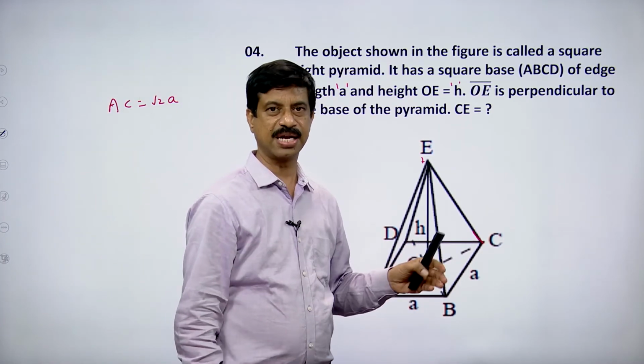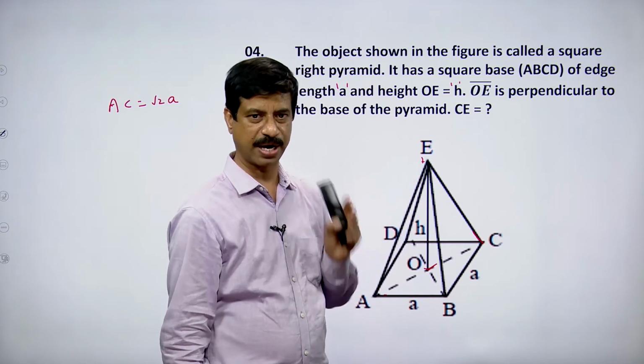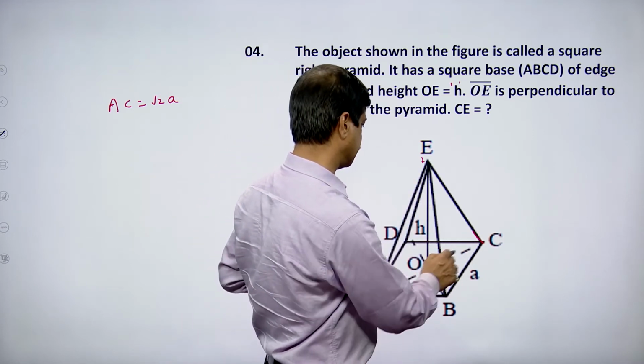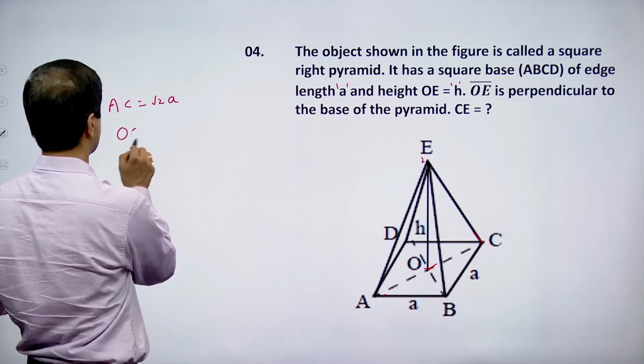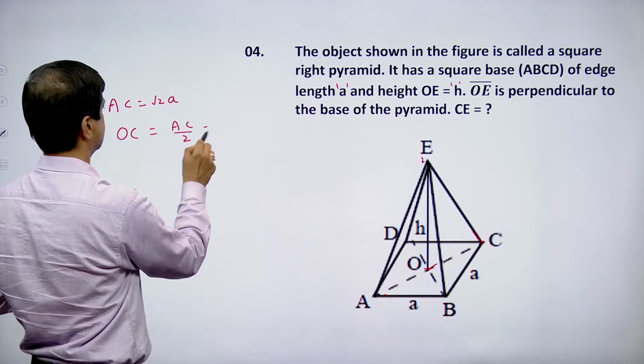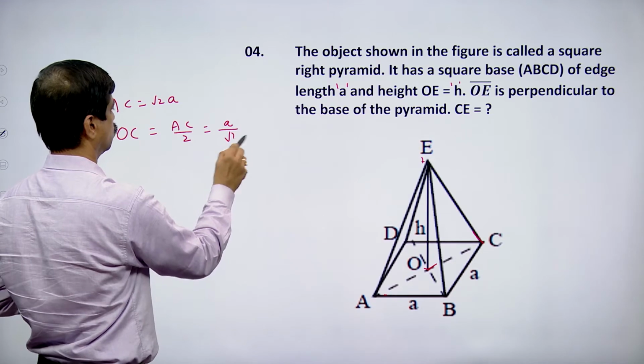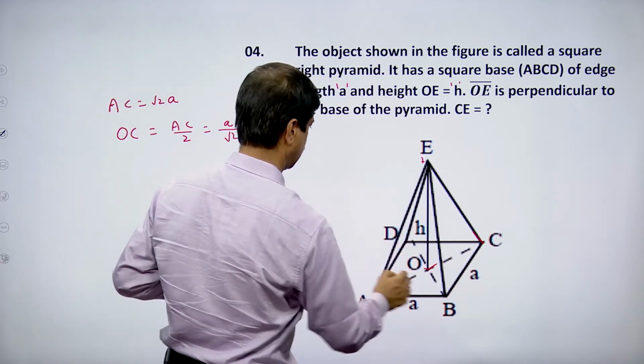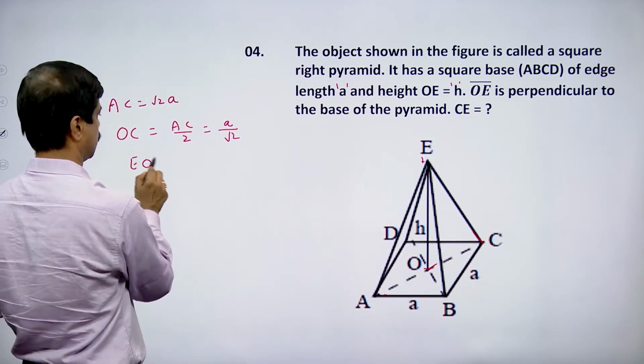Already we have discussed, the diagonal is always root 2 times the side in a square. So, AC will be root 2 times the side. OC is half of AC, that is A by root 2. OC we got as A by root 2. EO is equal to H.